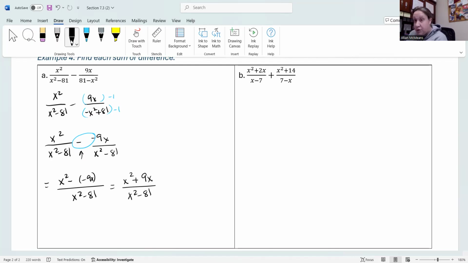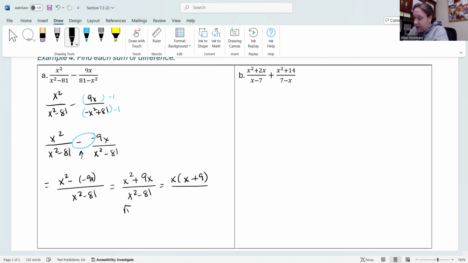Now we need to factor the numerator and the denominator. The numerator has a common factor of x, so I want to factor out an x. That leaves me with x plus 9. My denominator, hopefully you're really good at recognizing this. My denominator is the difference of squares, okay?